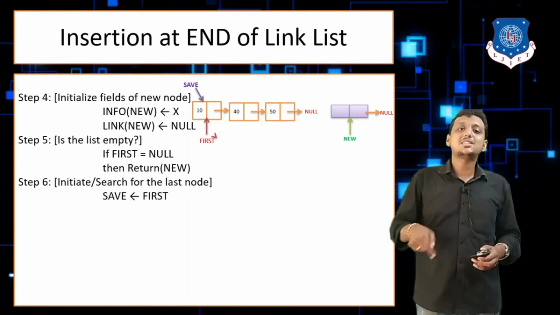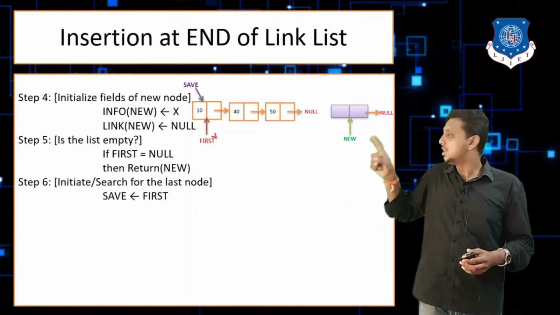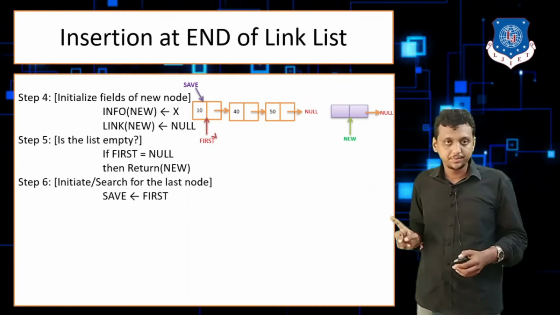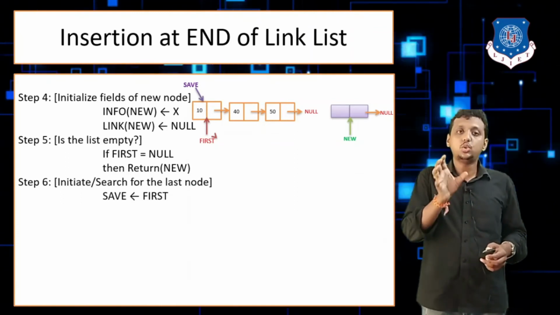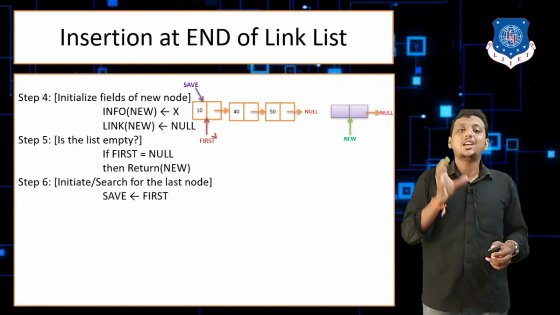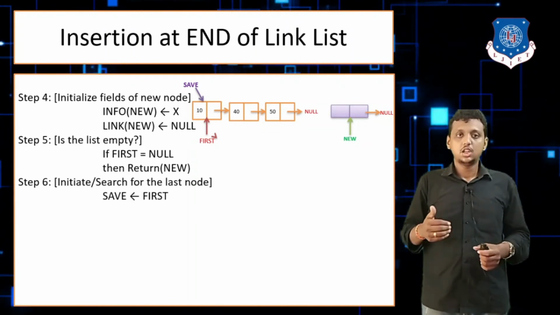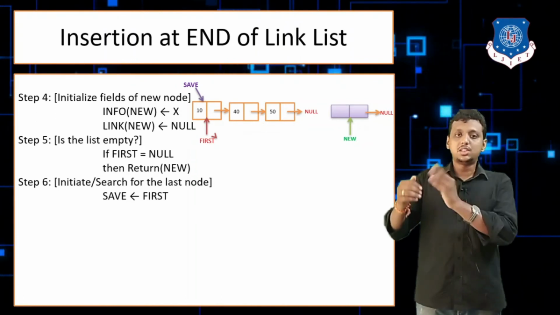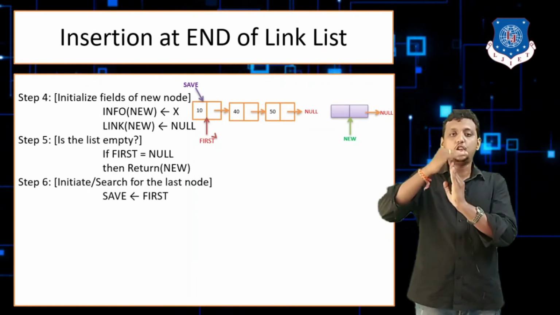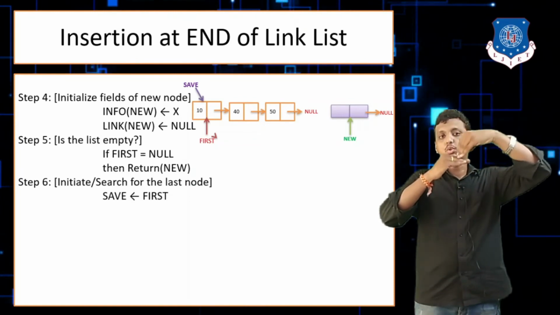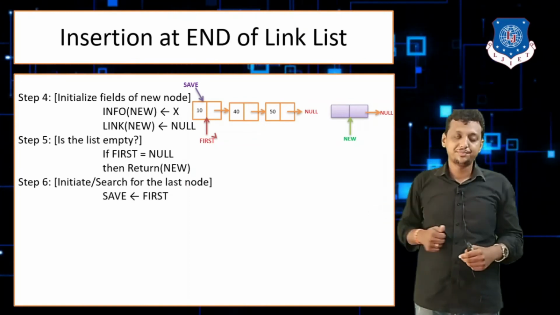That's why this step is known as initialize search for the last node. And for that, we need to initialize a save pointer. We need to take a new save pointer and assign it to the first. So what happens right now? If this is my first node, students, my first pointer is pointing over here and the save is pointing over here, as shown in this figure.